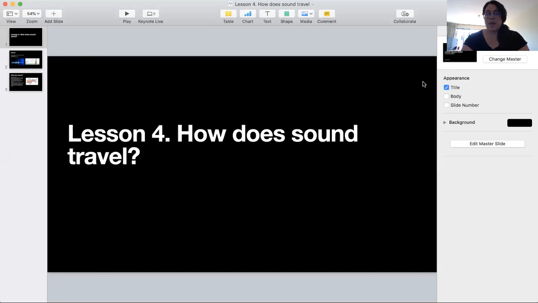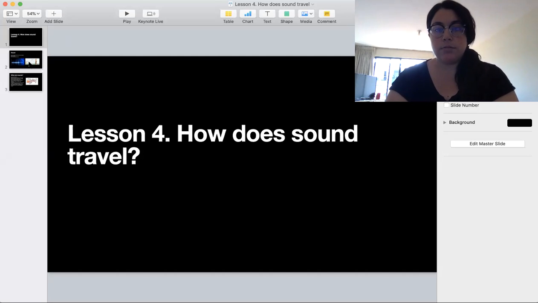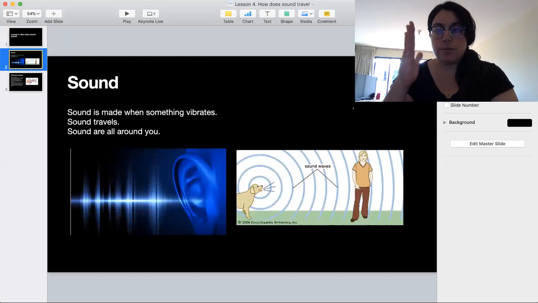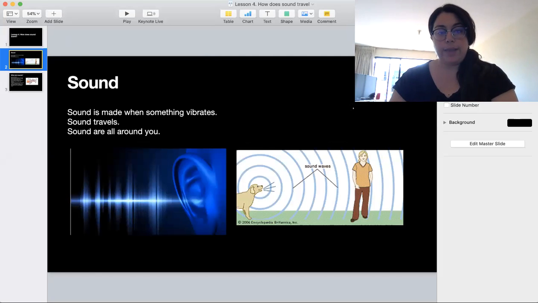Okay. This lesson explains a little bit about how sound travels. Remember that we learned before that sound is a vibration, meaning something that moves really fast back and forth. And sound travels. It means it moves from one place to the other, okay? And sounds are all around you. For you to hear a sound means that something is moving.